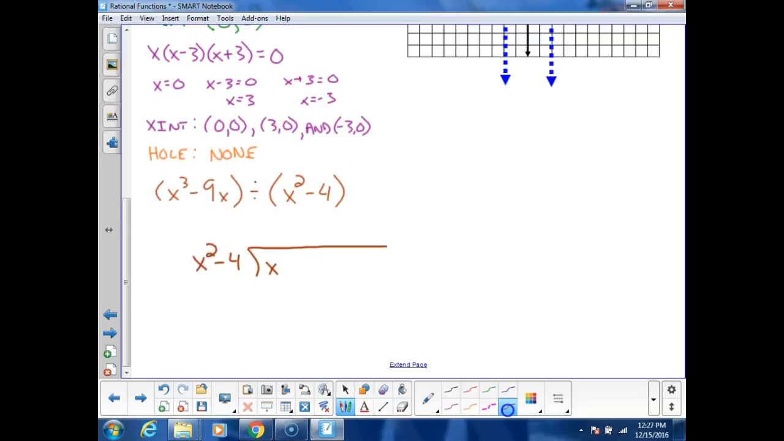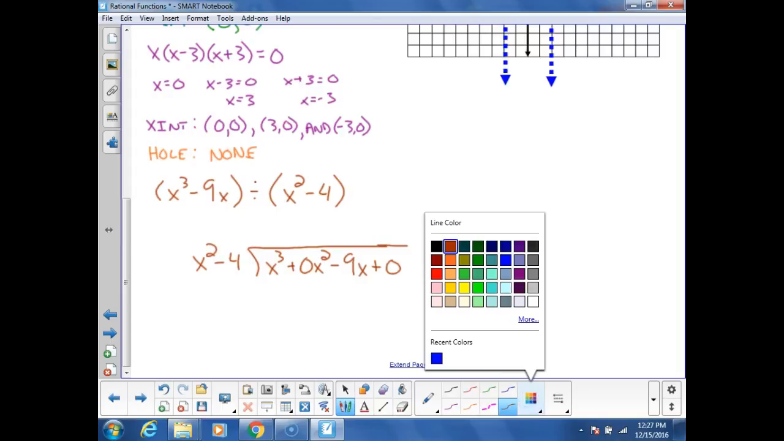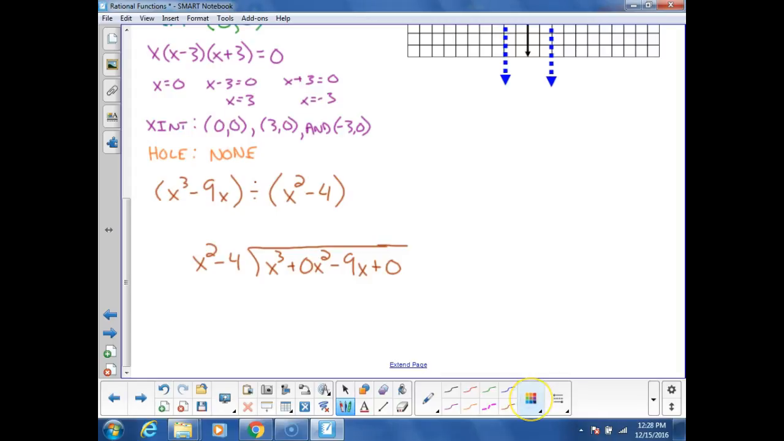So that's going to be x cubed plus 0x squared minus 9x plus 0. Right? So what am I going to multiply by? X. Yeah, pick a color first. Go line green. Multiply by x.